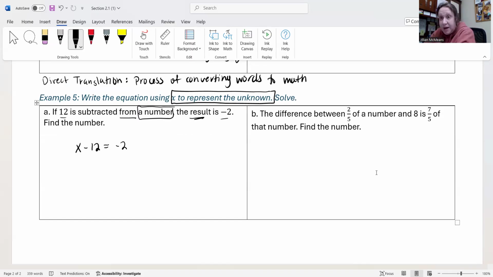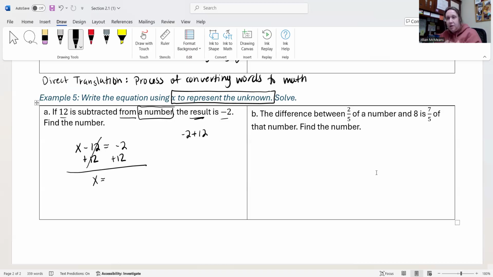So I've got my x alone. The issue is 12 has been subtracted from x. How do we undo subtraction? With addition. So I'm going to add 12 to the left, but if I want to maintain balance, I have to add 12 to the right as well. So on the left, -12 plus 12 is just 0. x minus 0 is just x. And then on the right, we have -2 plus 12.